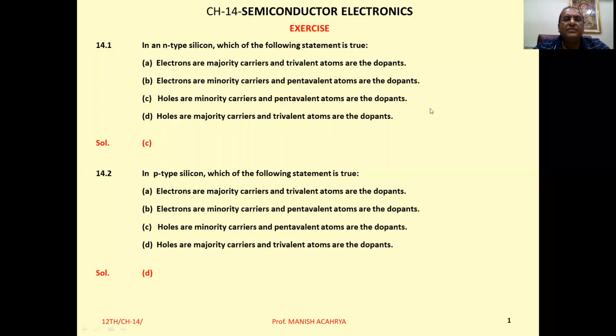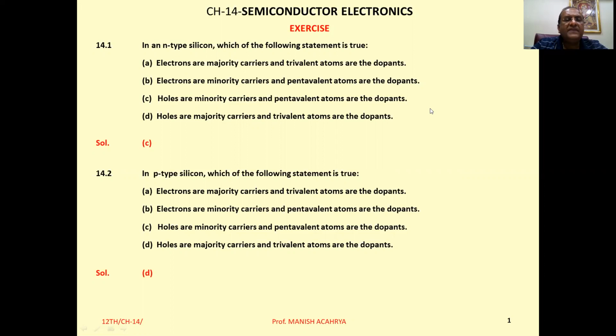Now exercise example 14.1. In an N-type silicon, which of the following statement is true? A. Electrons are majority charge carriers and trivalent atoms are dopants. Wrong one. B. Electrons are minority carriers and pentavalent atoms are the dopants. Again, wrong one. C. Holes are minority charge carriers and pentavalent atoms are dopant. Yes, that is the true one.